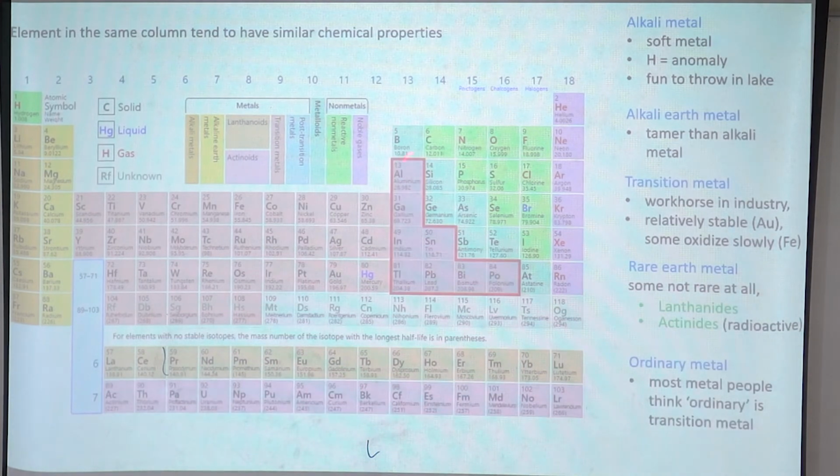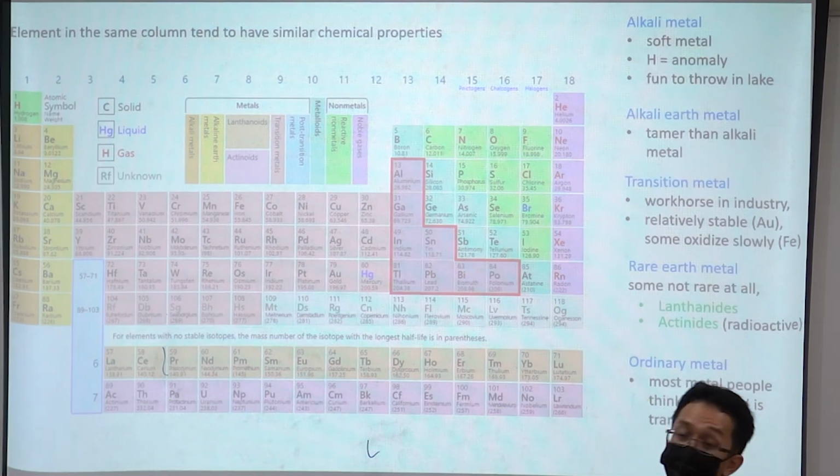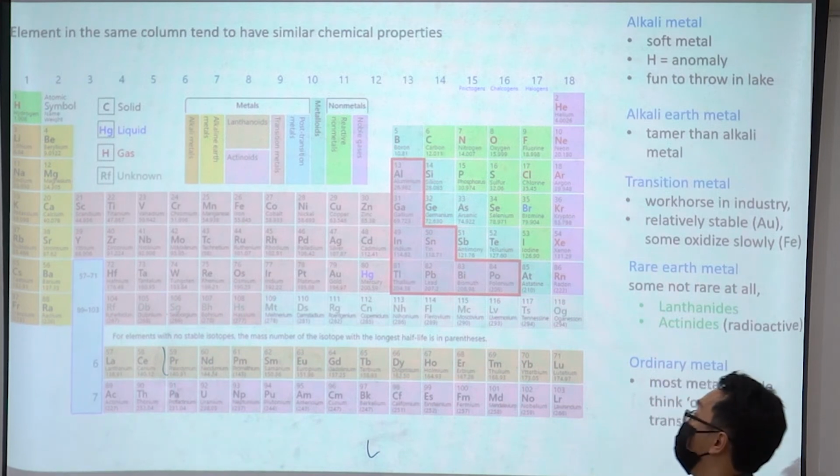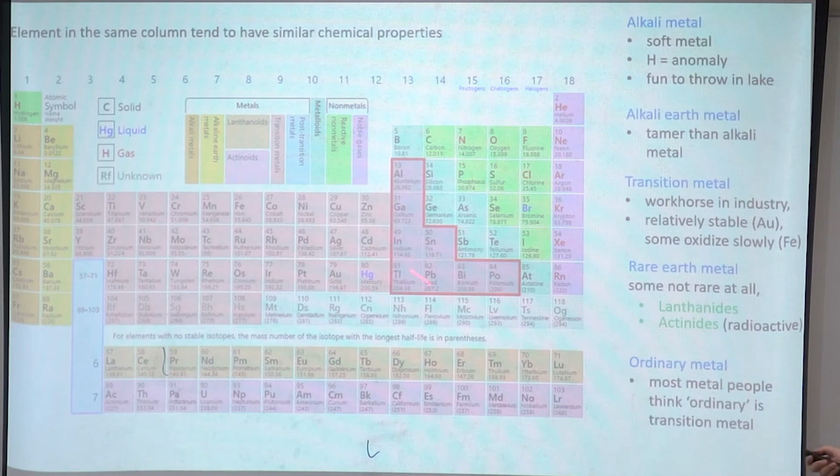Next, the ordinary metals. Most of the ordinary metals that you normally think of are in the transition metals. For example, when people talk about metal, they talk about iron, aluminium, and so on. So that's normally in the transition metal. But yes, they give it a name, whatever.